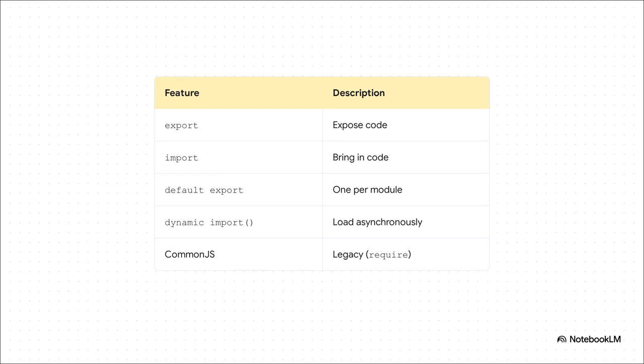Okay, time for a super fast recap. Think of this as your cheat sheet. Export, that's for sharing your code. Import, that's for grabbing it. A default export is for the one main thing a file does. Dynamic import is your performance booster for loading code later. And CommonJS, that's the old school way with require.